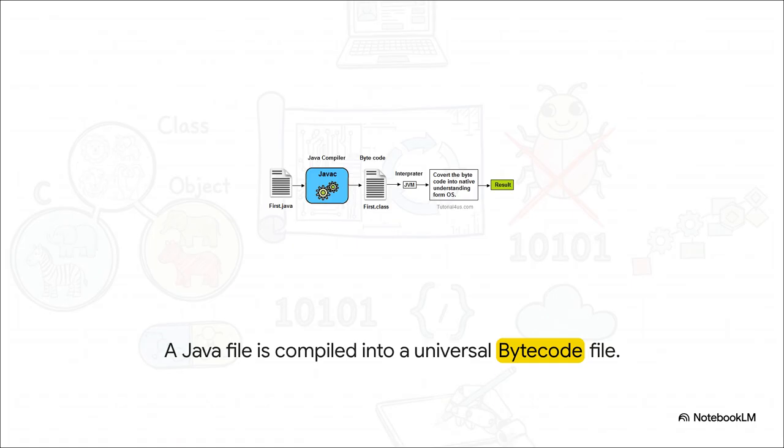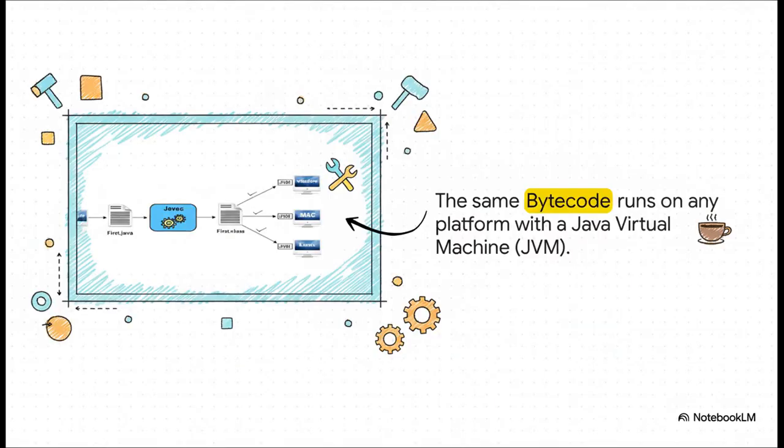But here's the trick. It doesn't translate it into code for a specific machine. Instead, it creates this intermediate universal format called bytecode. And this is the brilliant part. That single bytecode file can be sent to any computer: Windows, Mac, Linux, it doesn't matter. As long as that machine has a piece of software called a Java Virtual Machine, or JVM, it can understand and run that bytecode. One program running literally everywhere.